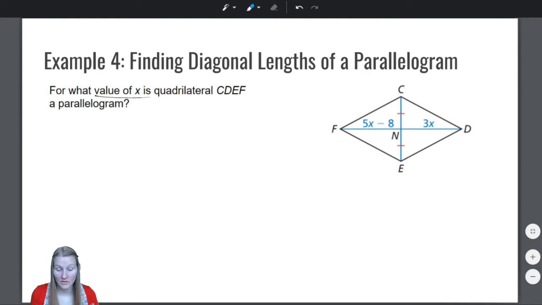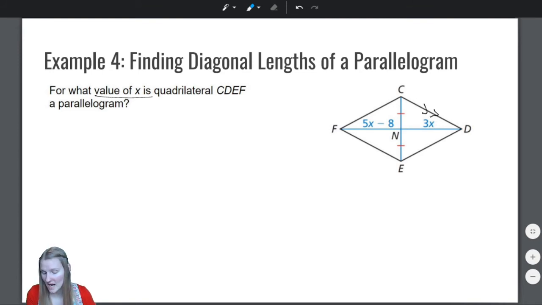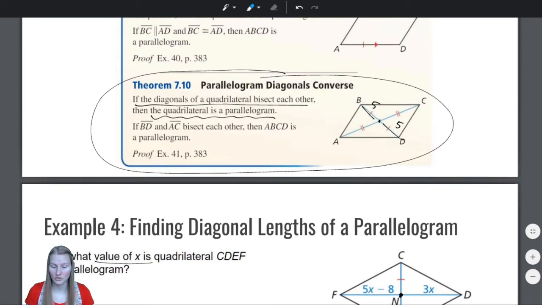For what value of x is this quadrilateral a parallelogram? We don't have the arrows, we aren't told that it's a parallelogram, we're asking what will make this a parallelogram. Well, I can see that the diagonal CE has already been bisected. One of the diagonals is already cut in half. But has this diagonal, FD, been cut in half? Because in order for me to use the parallelogram diagonals converse, both of the diagonals need to bisect each other.